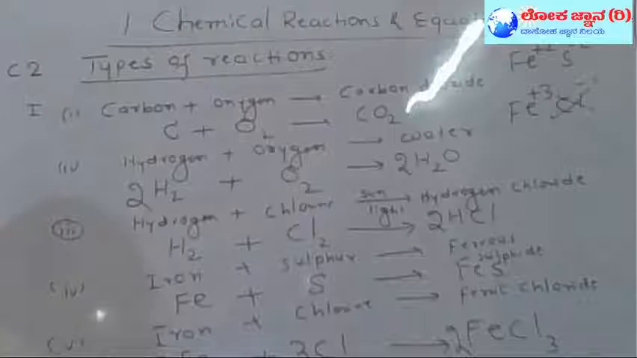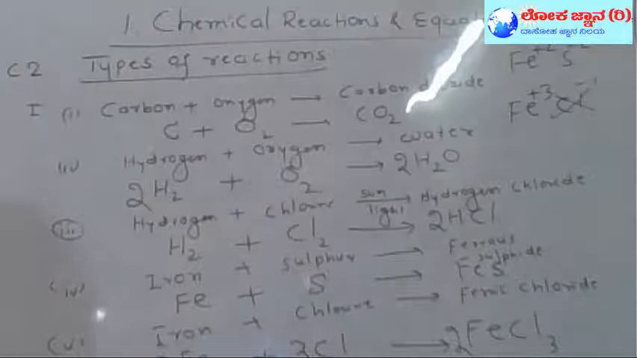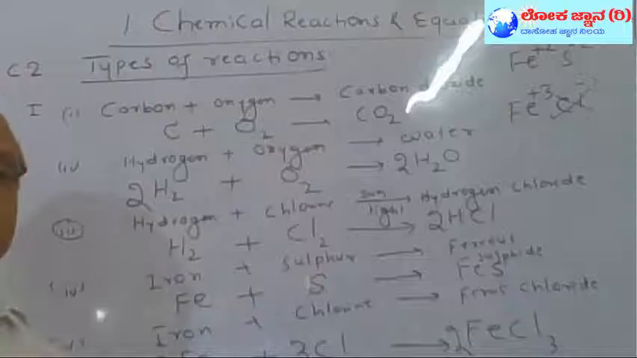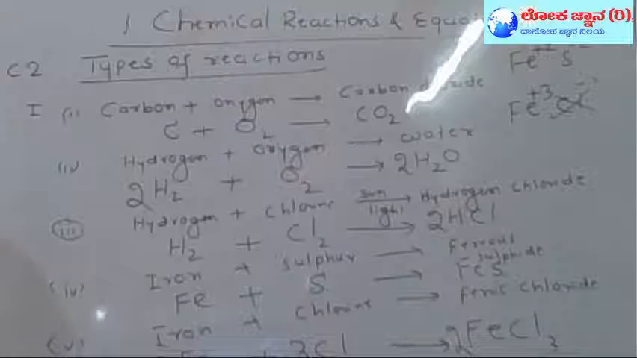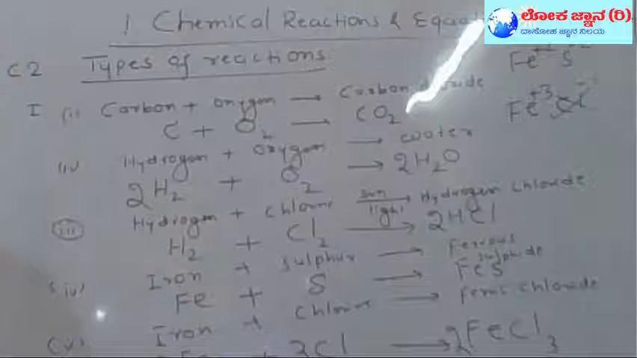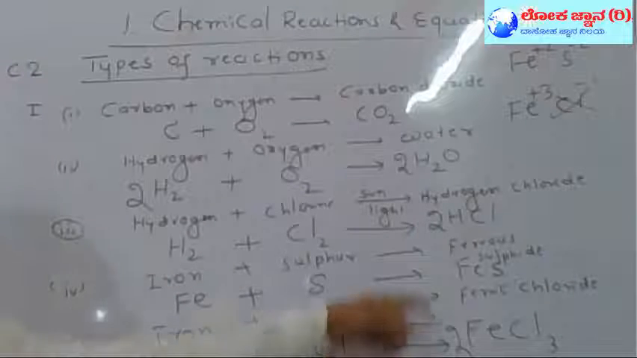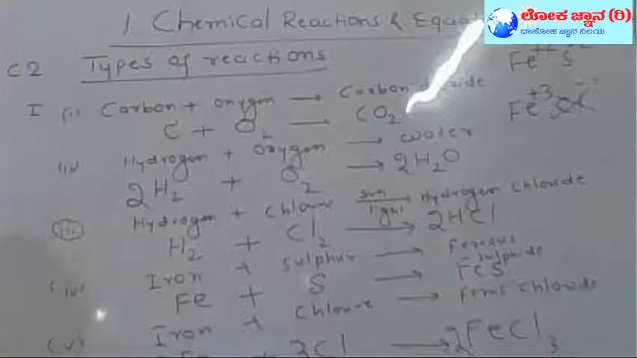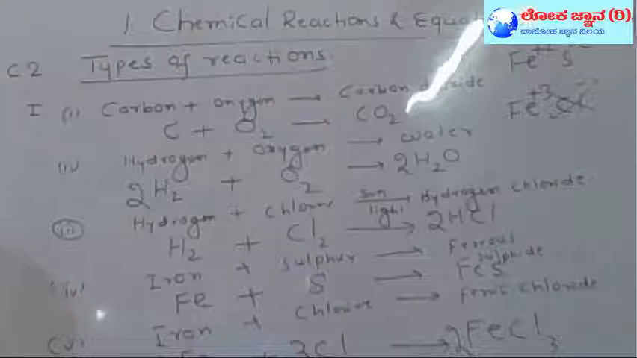2Fe, 2Fe. How many chlorine atoms? 6 on the left and 6 on the right, and the equation is balanced. What is the common thing you are observing in all these things? There is one common thing you are observing in this type of reaction. See, the product is a single product. Common thing is only one product is there.